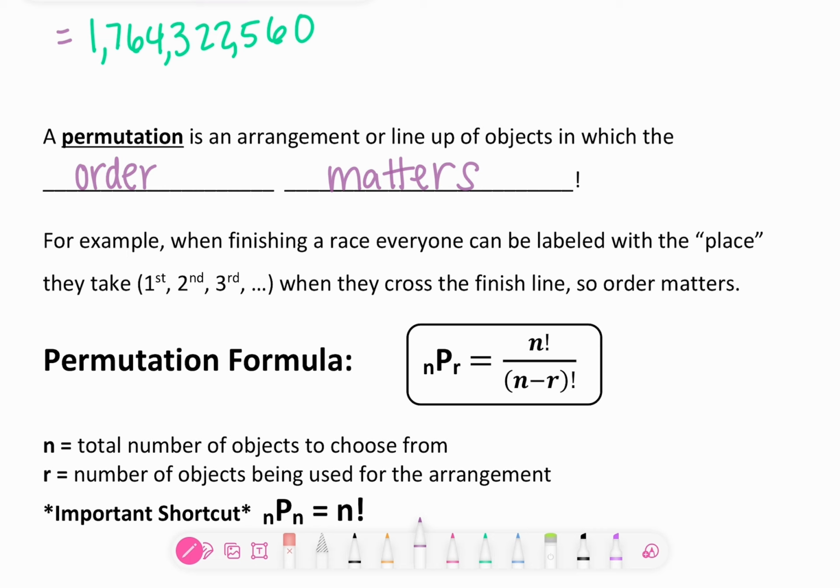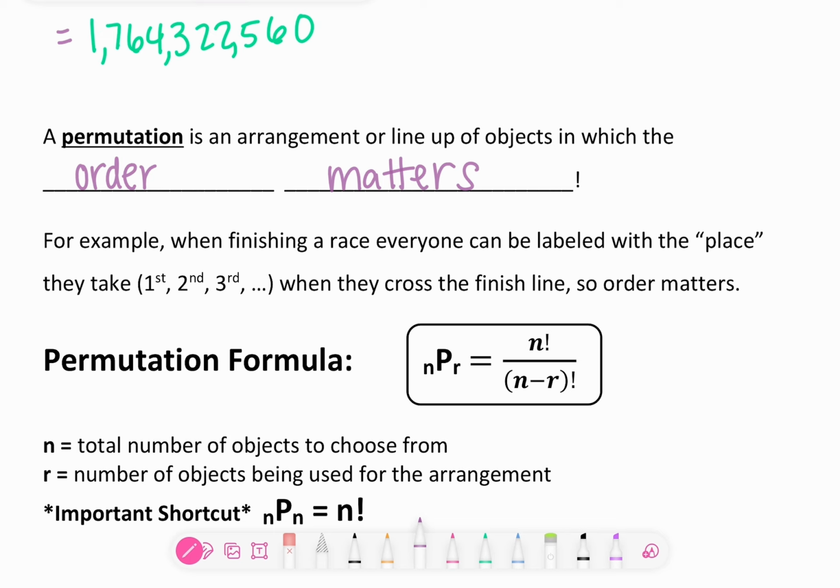So the order matters. Think about a word, right? If I talk about the different letters that are in a word, the order that I write the letters in matters, right? Because it's not going to make the same word if I change the letters around. Things like that, okay? All right, so there's a formula for permutations.